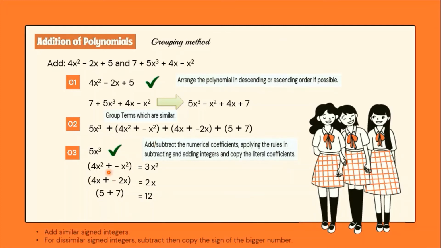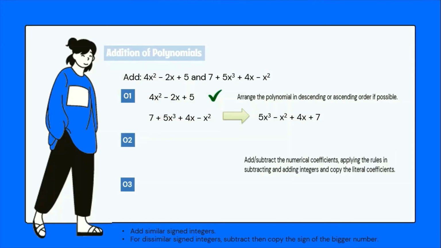Once we're done performing the operation, we can now combine them all together. So, our answer is 5x cubed plus 3x squared plus 2x plus 12. Pagkasama-samahin lang natin silang lahat. Plus yung mga nagsiseparate sa kanila dahil lahat sila ay positive. Addition of polynomials pa rin tayo. Same example, but this time we will be performing the vertical method.